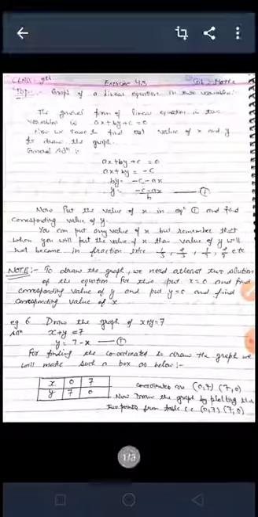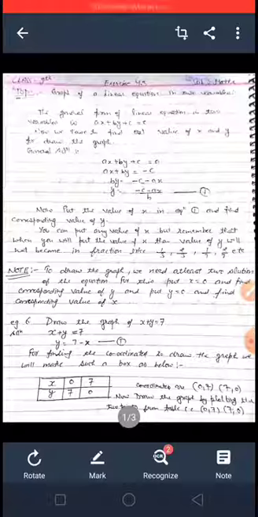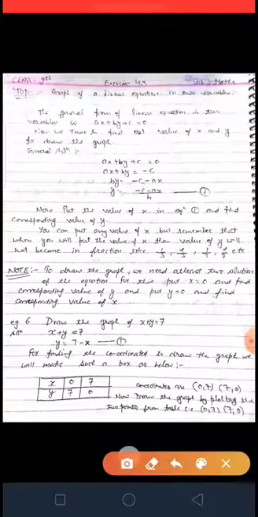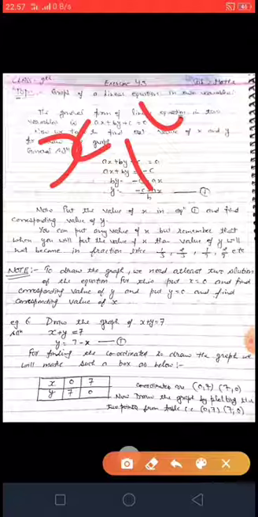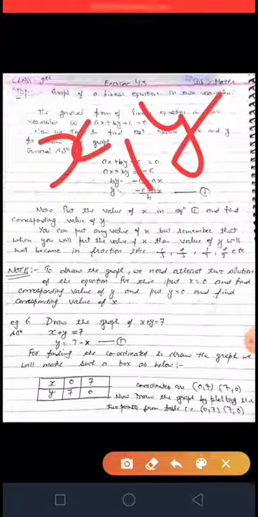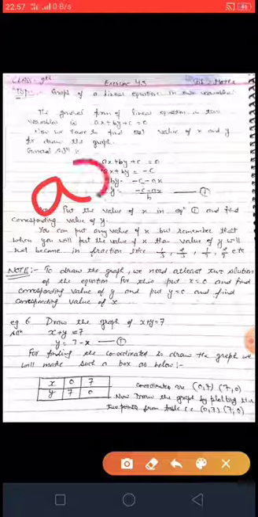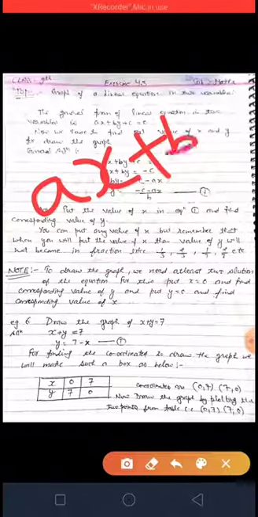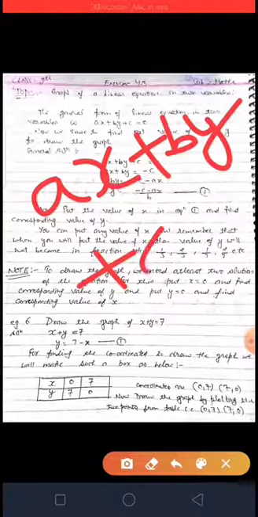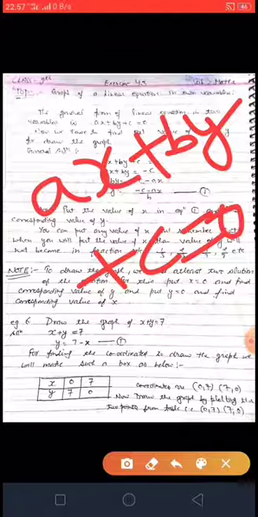Means in this exercise we will draw linear equations on a graph, which will be given to us in two variables. Clear? That is, variable one is x and the second is y. So there is a general form of linear equations in two variables, that is ax plus by plus c equal to 0, where the variables are x and y.